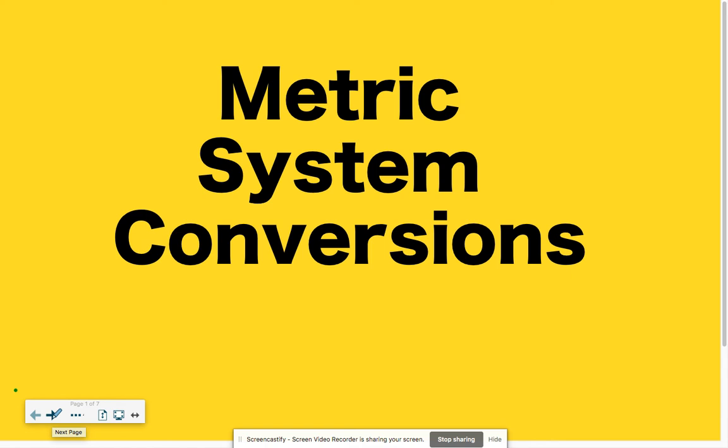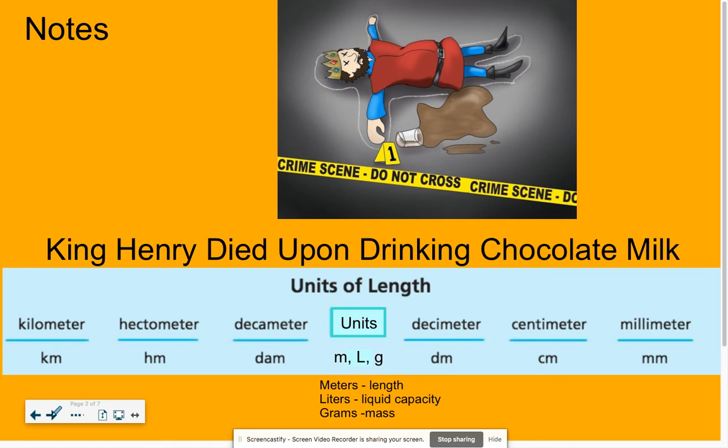In this lesson, we're going to talk about the metric system and converting within it. Please make sure you have a notebook ready and write down the next screen of notes. So feel free to pause the video if you need to. Write this stuff down. This is where we talk about King Henry.